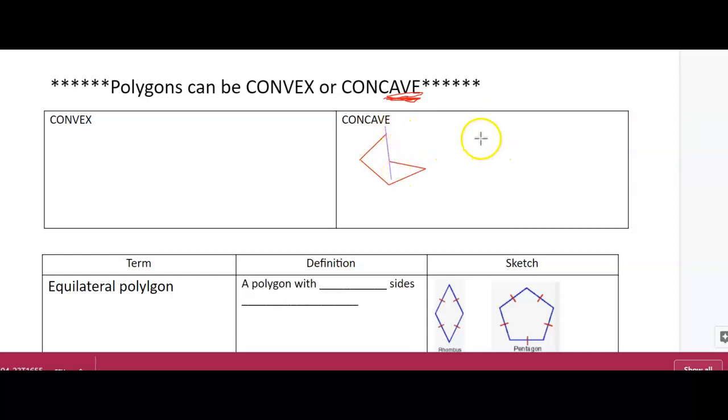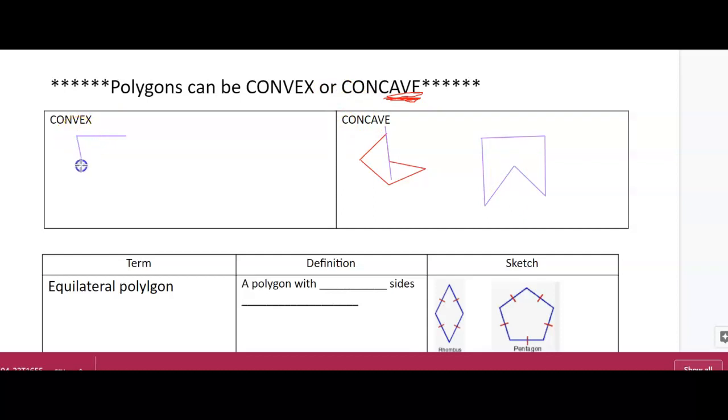So any indentations, I could draw another one. Let's say I'm drawing a rectangle. I'm trying to draw a rectangle, but I want to draw a concave figure. I cannot draw a rectangle because it has to have a cave in it. So this would be a concave polygon. A rectangle is not concave because a rectangle cannot have a dent in it. Any shape with a dent is concave. Convex is any shape without a dent.